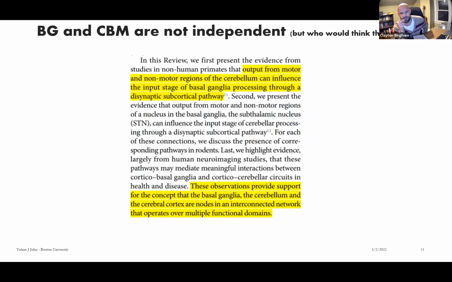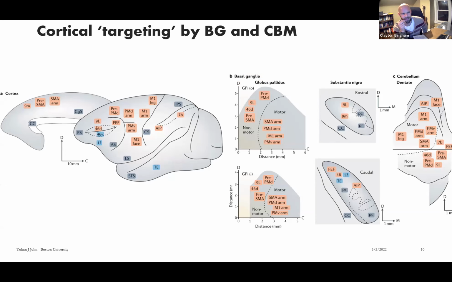Yohan, there's another thing here that I was surprised to find missing from this paper and from a lot of these diagrams. You mentioned that most of these connections are precentral, and the same thing's true for the subthalamic nucleus, for cortico-subthalamic connections. They're almost entirely precentral.